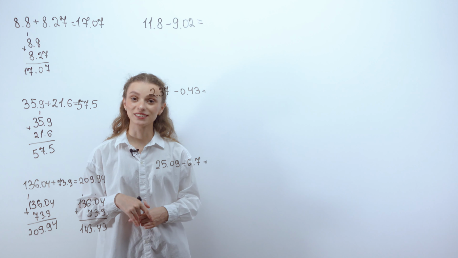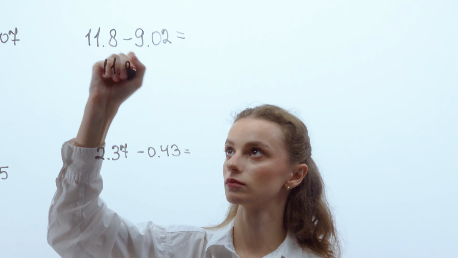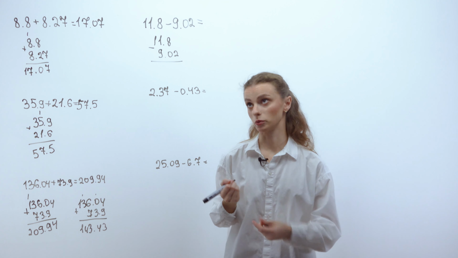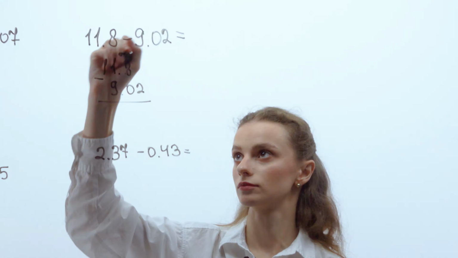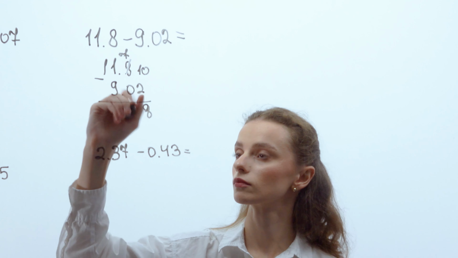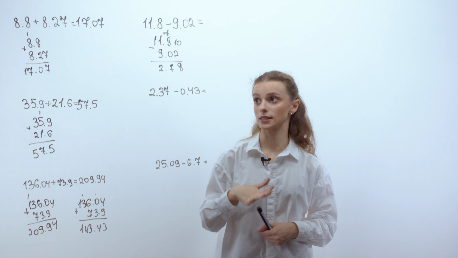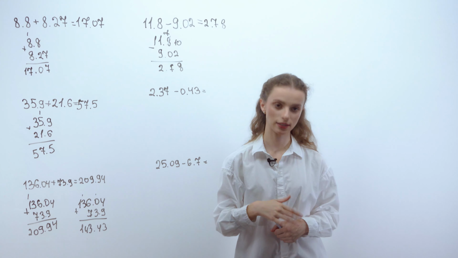Okay, and now let's subtract. In this example, we have 11.8 minus 9.02. Here, we would need to regroup. So 8 turns into 7 and 0 turns into 10. 10 minus 2 is 8. 7 minus 0 is 7 and 11 minus 9 is 2. And my final answer is going to be 2.78.